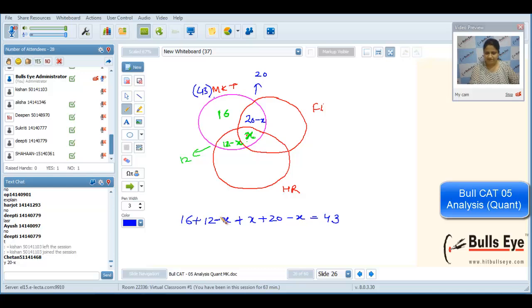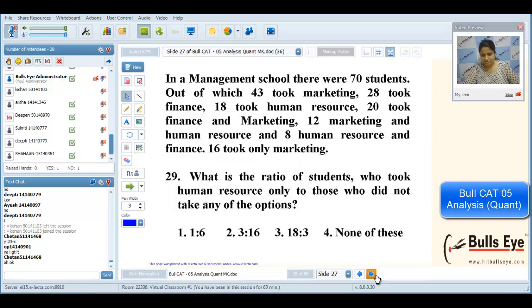Chetan, see why I have taken 20 minus x? Because it says marketing and finance. The students who are opting marketing as well as finance, the total should be 20. That's why the sum of this slice should be 20. Since I already took x, to make it 20, I am taking the balance 20 minus x. Is it okay, Chetan? Okay. Now the question is very, very easy. Next question.